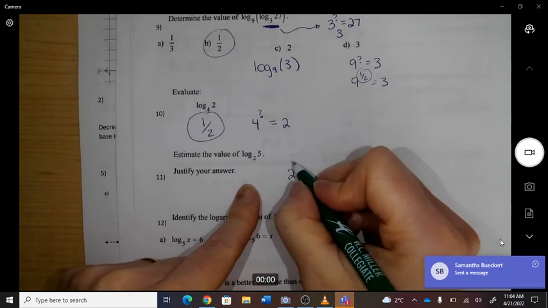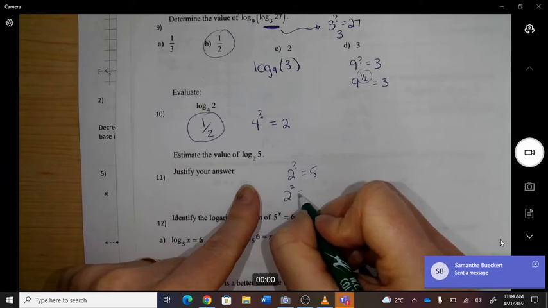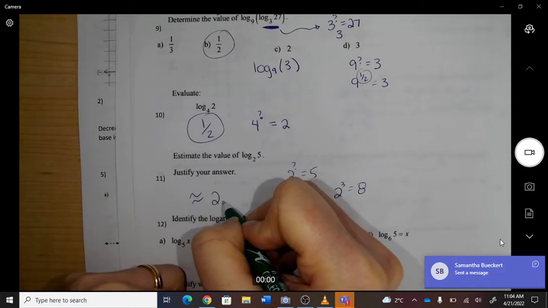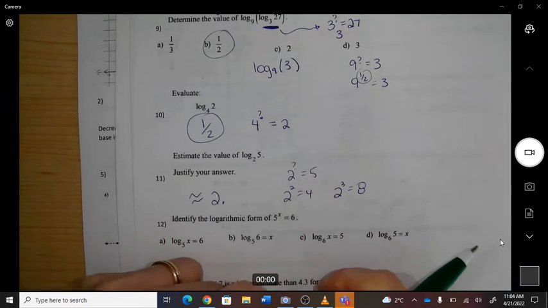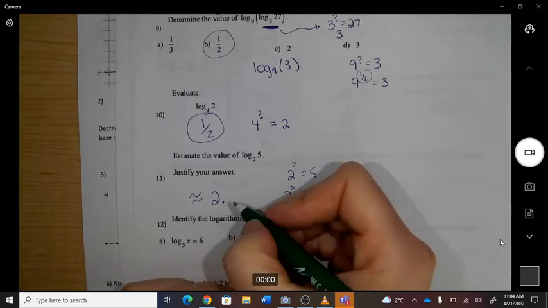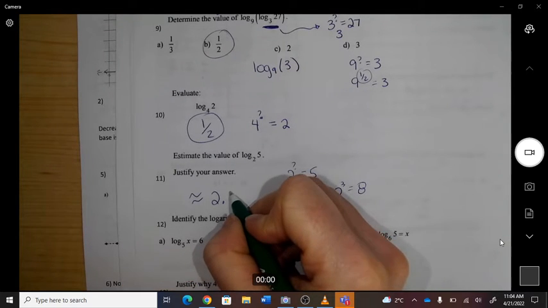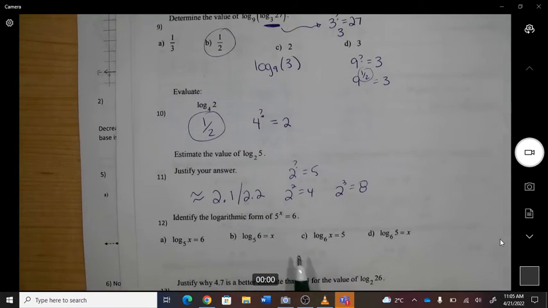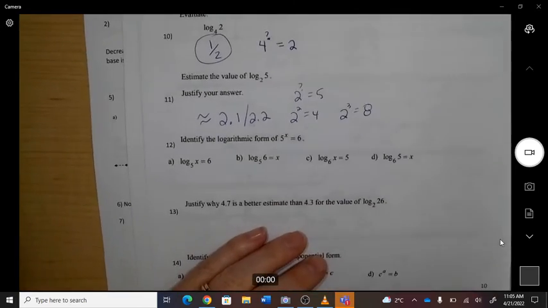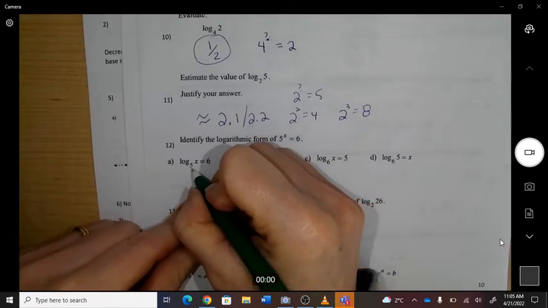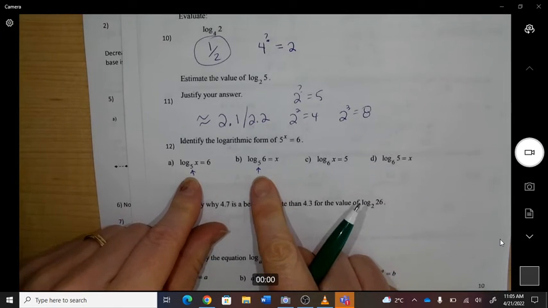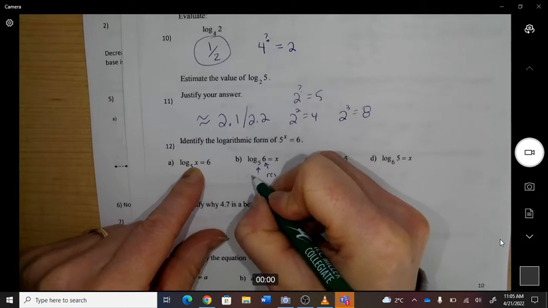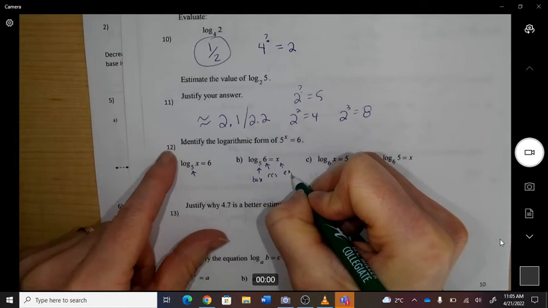Estimate this value. So 2 to the what is 5. 2 squared is 4. 2 cubed is 8. So 2 point, and you can guess anything kind of low 2s, 2.1, 2.2, anything like that. Identify this in log form. So we need the base 5. So that could be possible. And then the result and the exponent. So B.